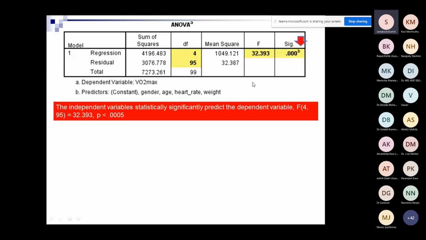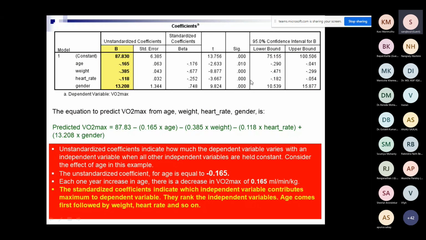So the next one, you may get the coefficient table. From this, we can build an equation predicting the VO2 max. This is a constant, and this is your unstandardized coefficient. Age: 1 year age increases, this much VO2 reduces. Negative means reduces. 1 kg body weight increases, the VO2 max decreases by this many units. 1 unit of heart rate increases, this much unit decreases. And this is for gender, male. So we can predict the VO2 max by having this equation.